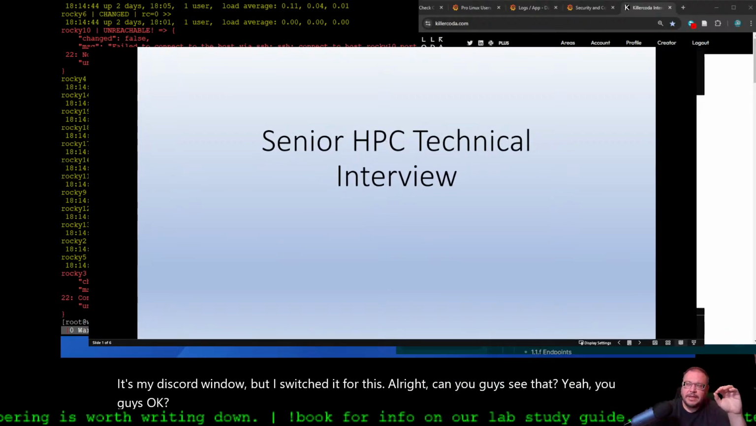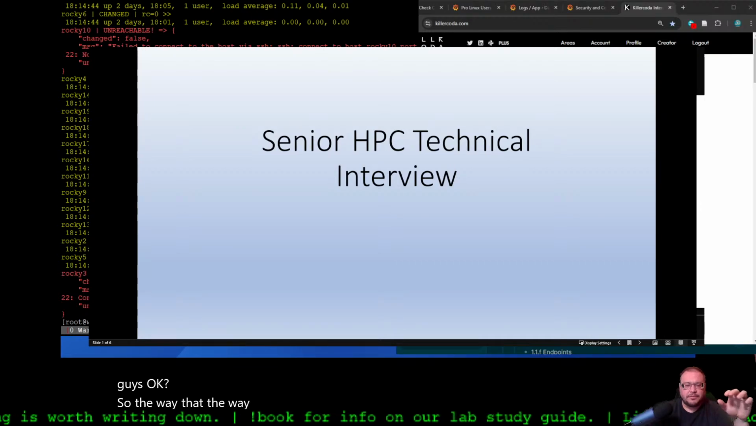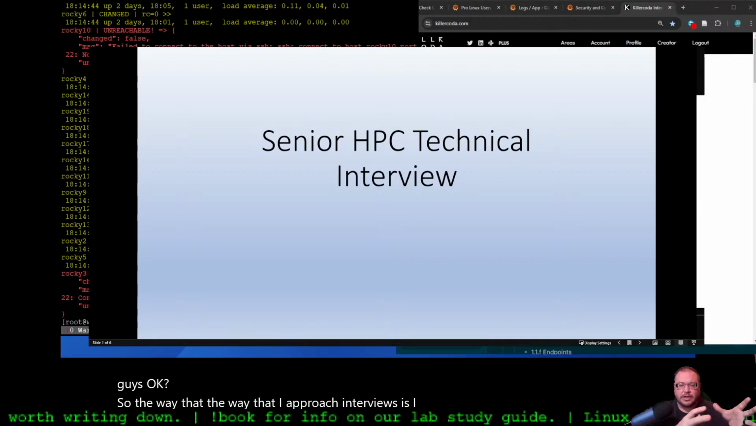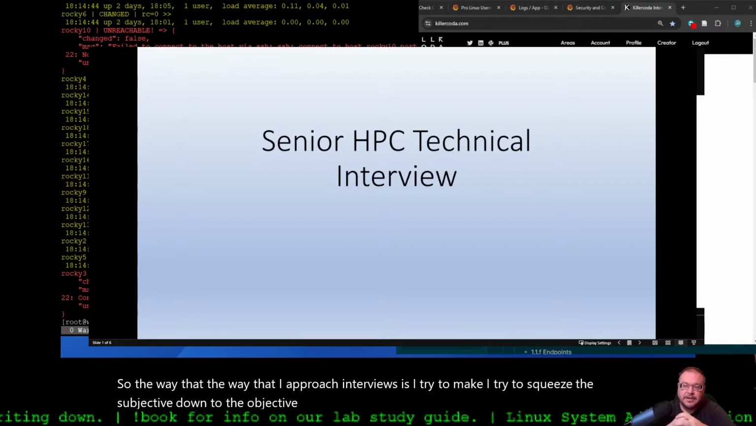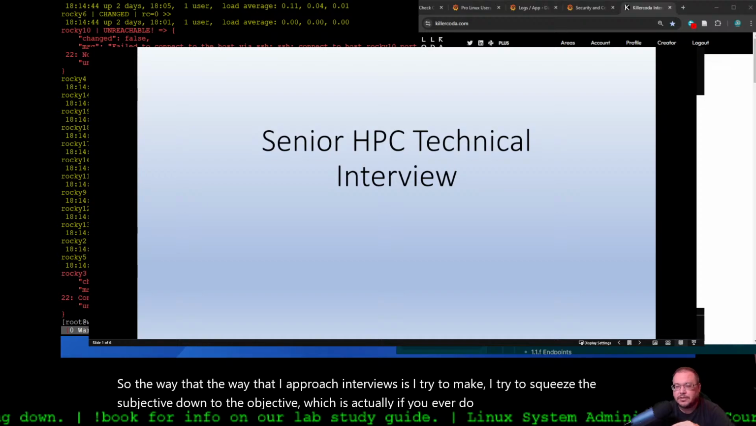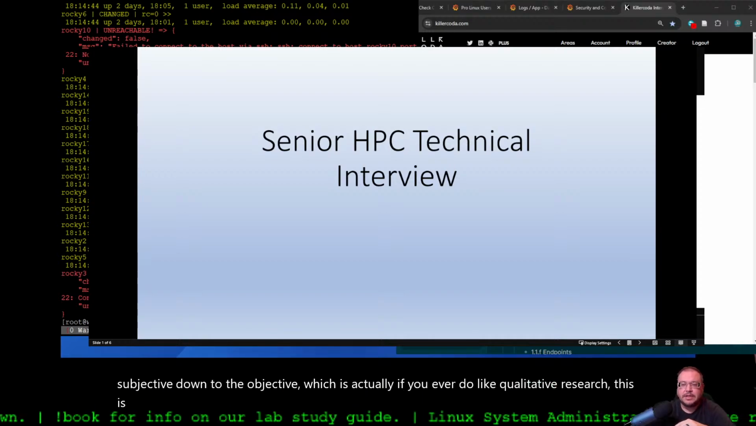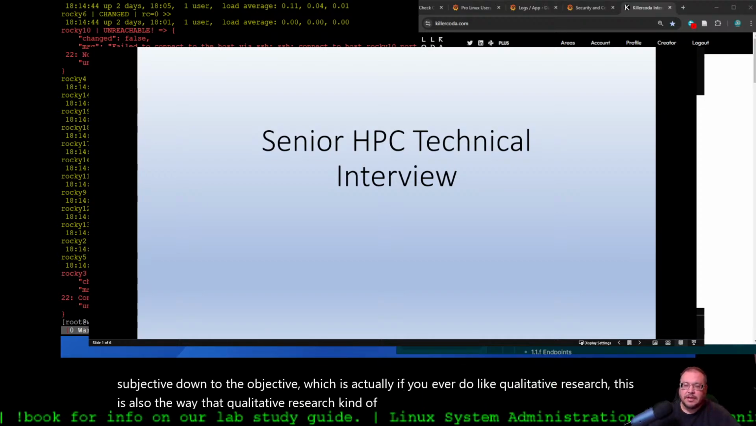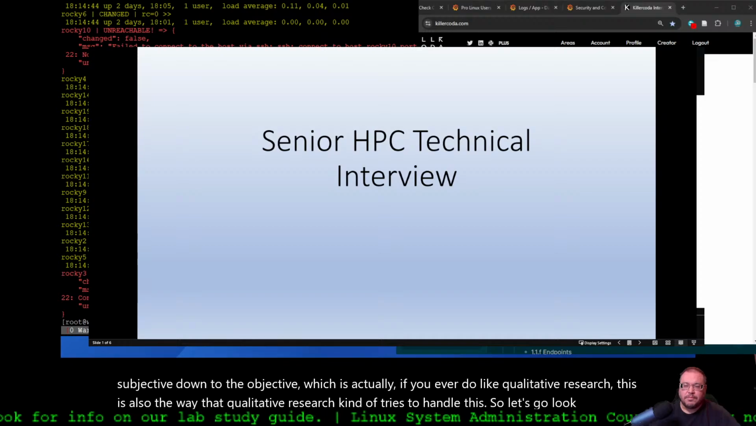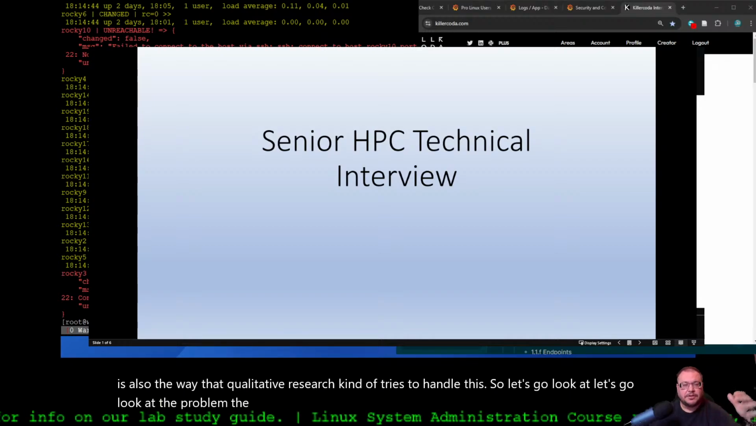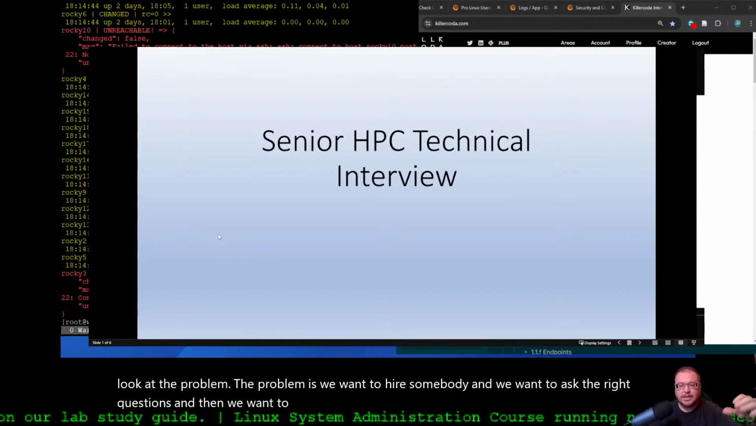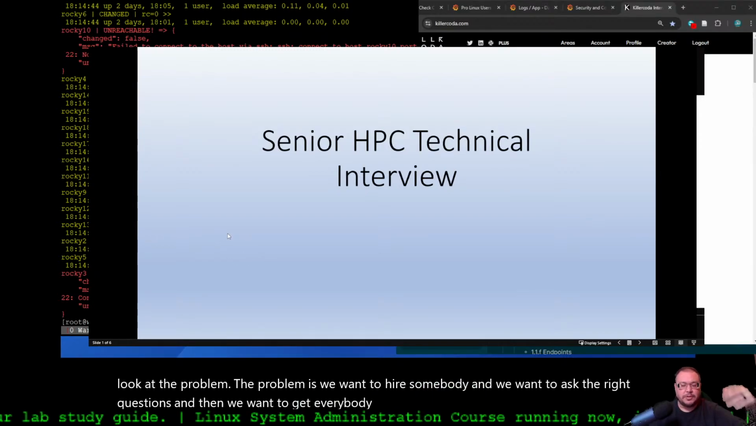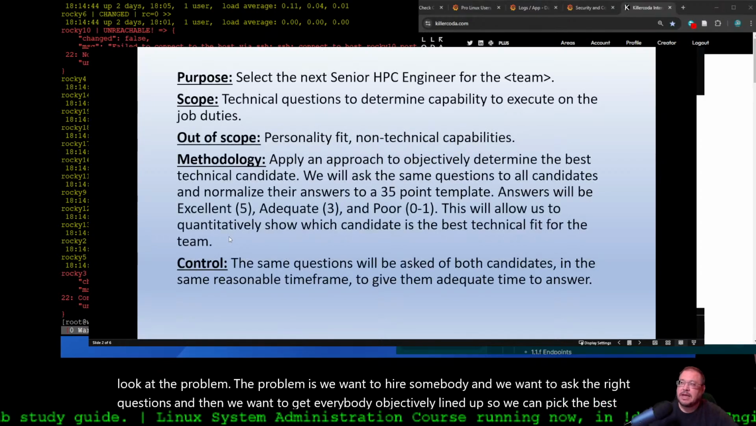So the way that I approach interviews is I try to squeeze the subjective down to the objective, which is actually, if you ever do qualitative research, also the way that qualitative research tries to handle this. So let's look at the problem. The problem is, we want to hire somebody and we want to ask the right questions, and then we want to get everybody objectively lined up so we can pick the best person. So this is how I do my interviews.